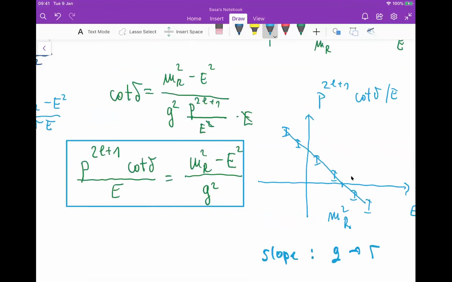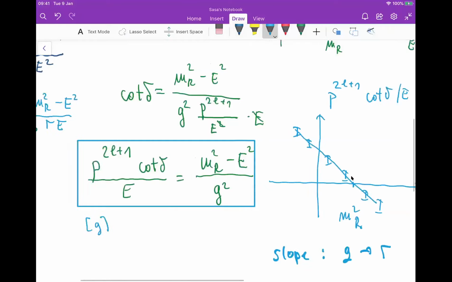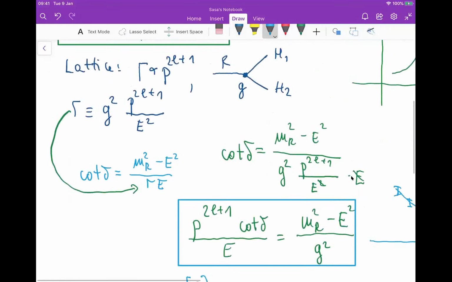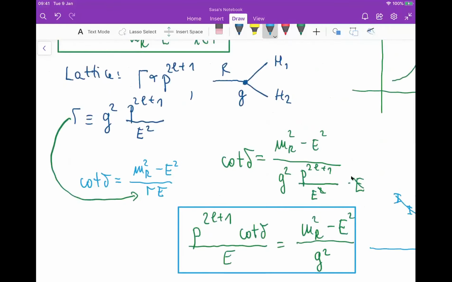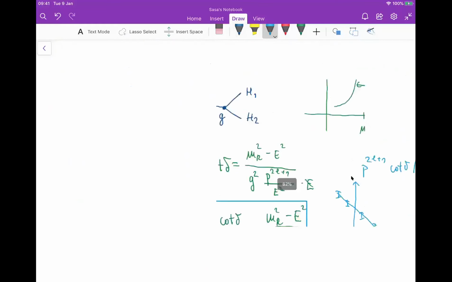I'm not saying that G is without any dimension. For every wave, you should work out what is the dimension of G. Okay, is that the question? Yeah, now I understood, thanks. For different partial waves, the dimension of G will be different, of this coupling. But that's already apparent from this, right? Okay, if that answers the question.